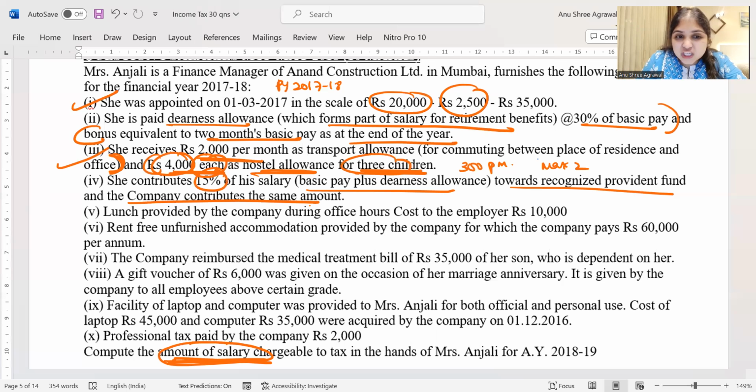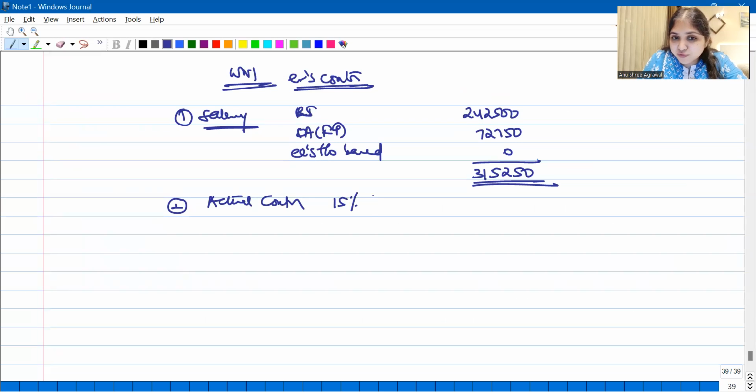The actual contribution is 15% of salary, basic plus DA.